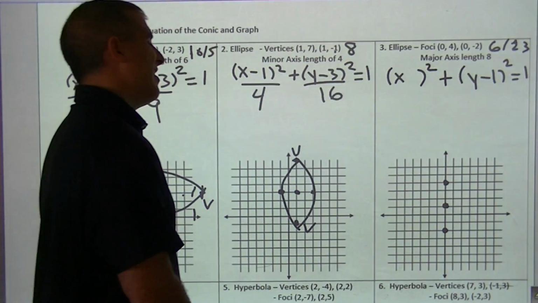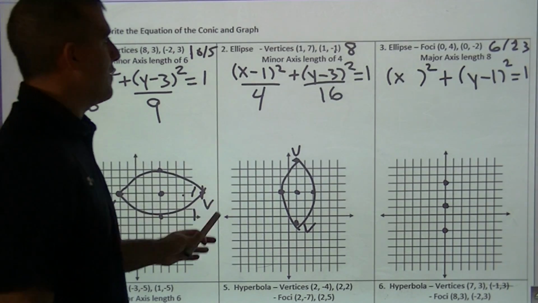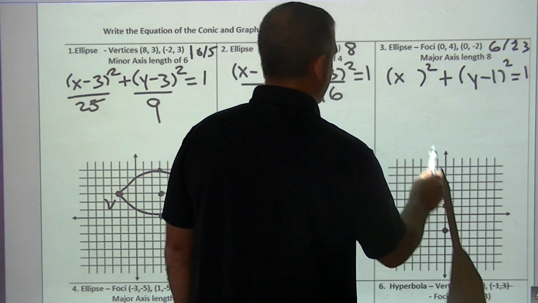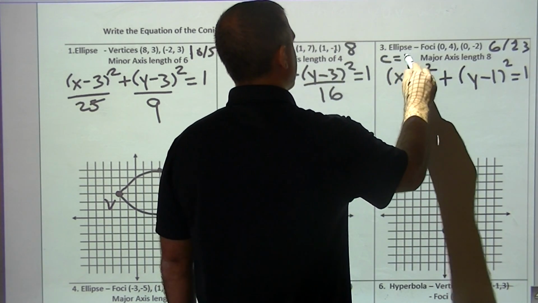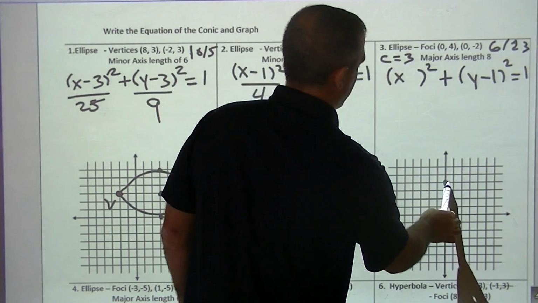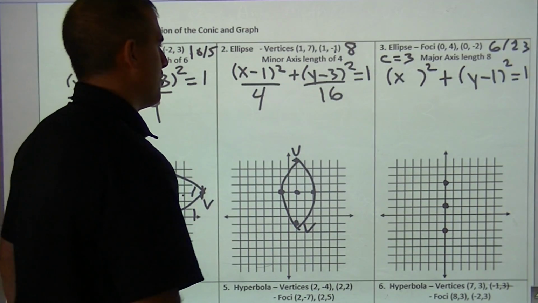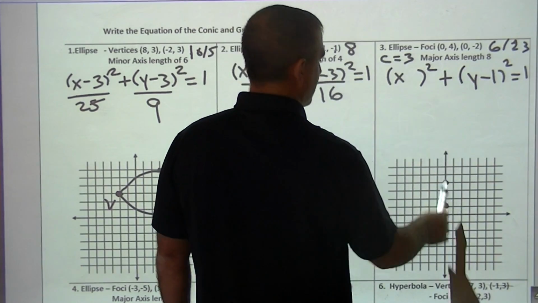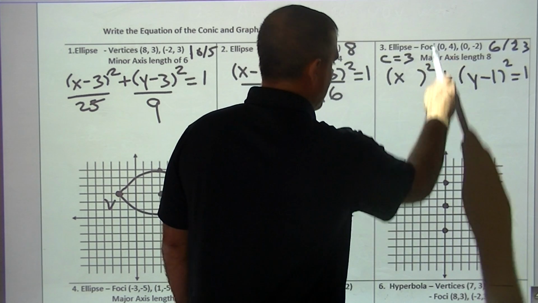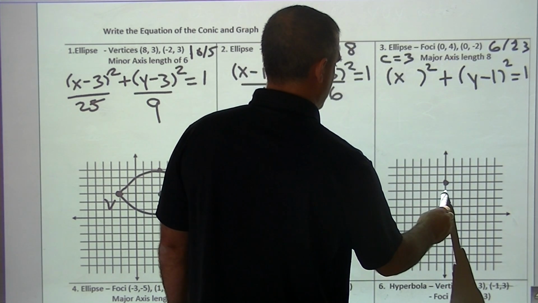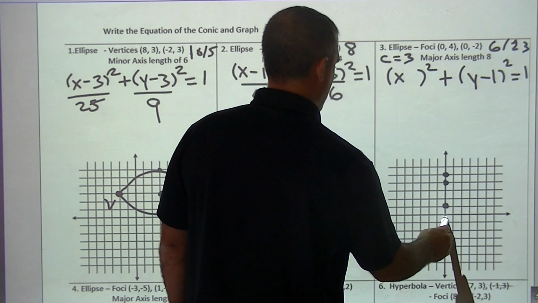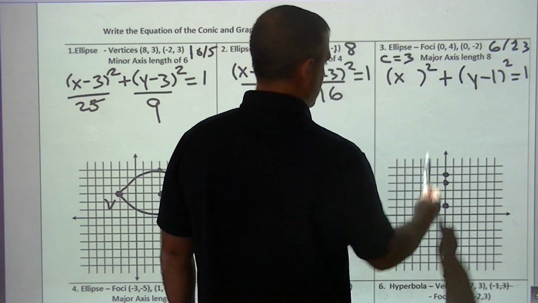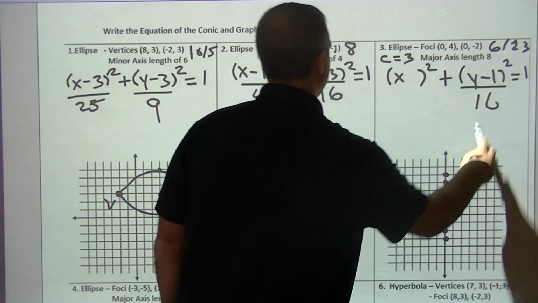Now unlike these examples, I can't fill out any of this yet because of the amount that they gave me, this 3. We'll write this down. C is 3. 3 is the distance from the focus to the center. That's going to come back in play in a little bit. Now they do give me the major axis, which is 8. Since the focuses are going this way, the major will go this way. So 4 spaces, 1, 2, 3, and 4. So that 4, which is that length there, would be 16 under that.